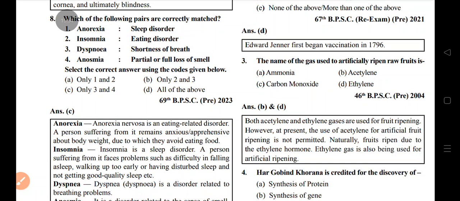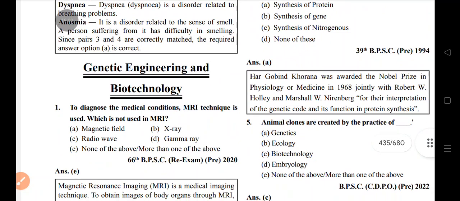Anorexia, an eating disorder. Insomnia, a sleep disorder. Depression. Shortness of breath. Partial or full loss of smell. Genetic.